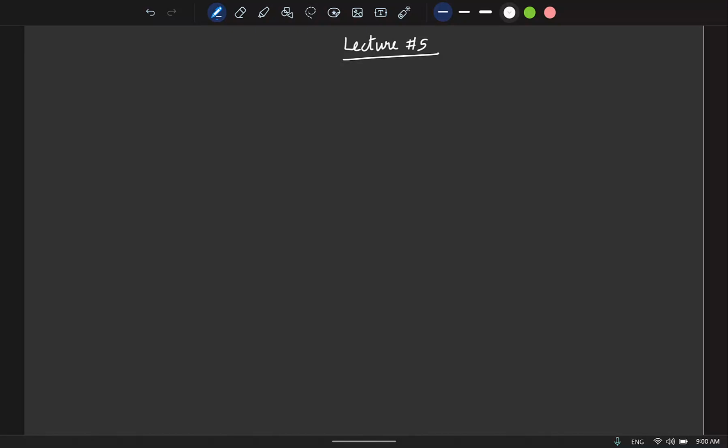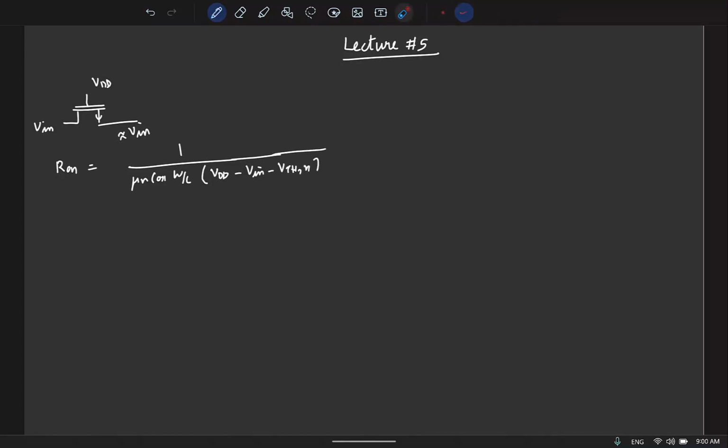So in the last class, we started to look at how to implement the switch. We started with a simple NMOS switch like this. So this is V in. To turn the switch on, you apply VDD. And if you recollect, the on resistance for this was 1 by mu n Cox W by L into VGS minus VTH. So here the gate voltage is VDD. Source is roughly at V in. So the on resistance is a strongly nonlinear function of the input.